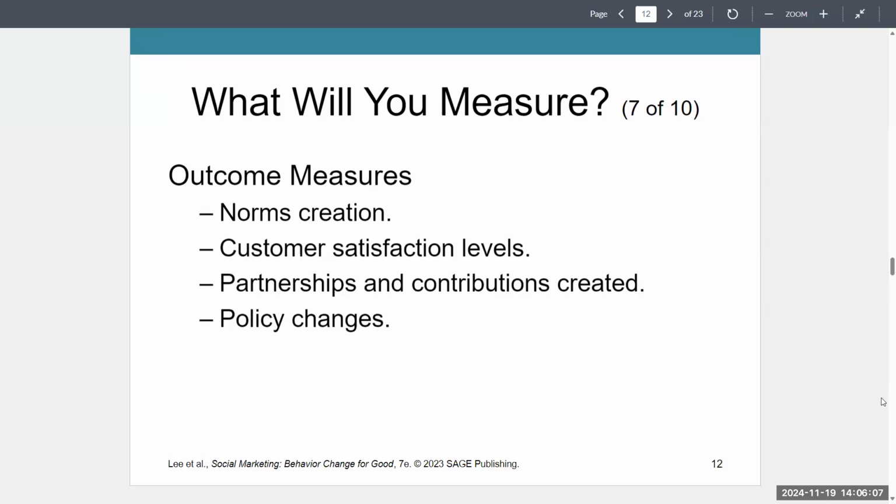Continuing on with the same thing, we're looking at norm creation when we're measuring output measures as well. Is there a new norm created? That's something that you could measure. Customer satisfaction level. Are the people leaving happy? Are they not feeling happy? Would they come back to you? Partnership and contribution created as well. And you're looking for the policy change. Those are all things that you could, again, evaluate for. They're not things that you have to evaluate for every single time. They are things that you can make a part of your evaluation.